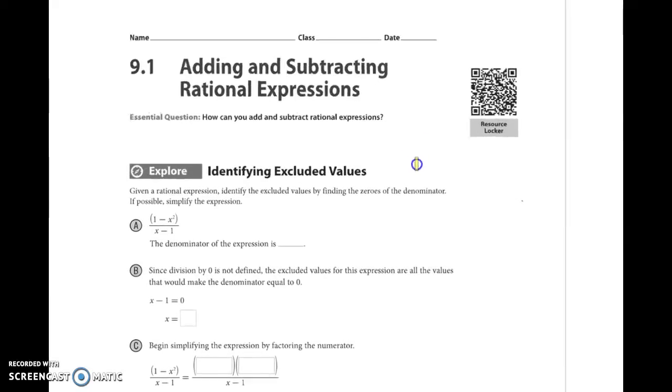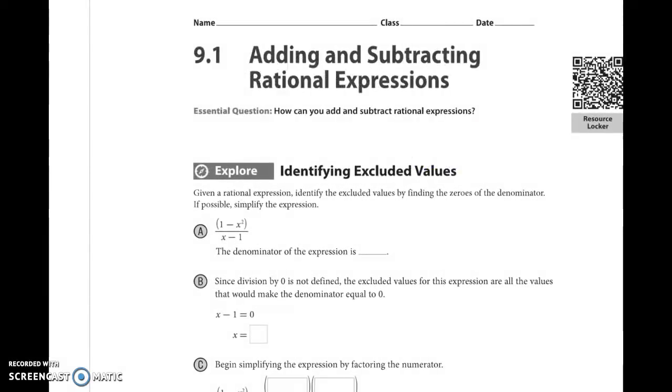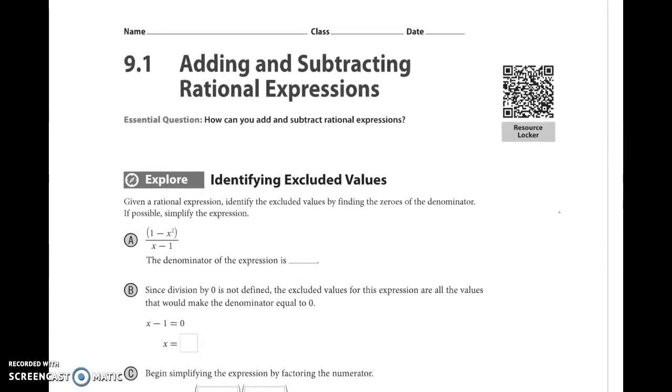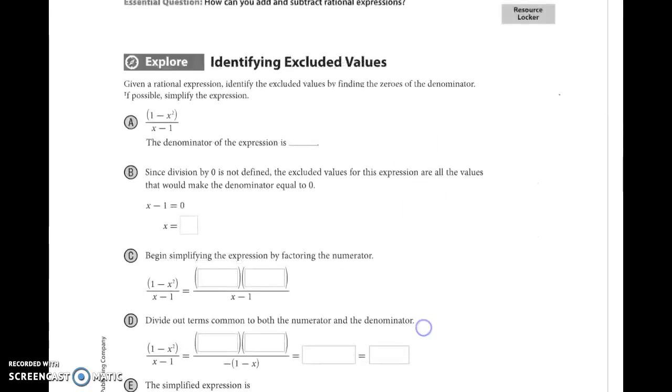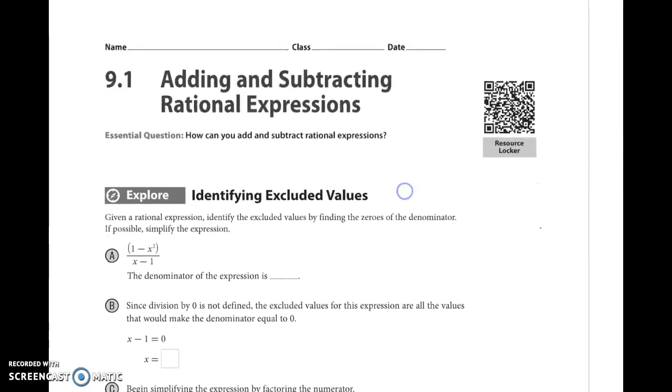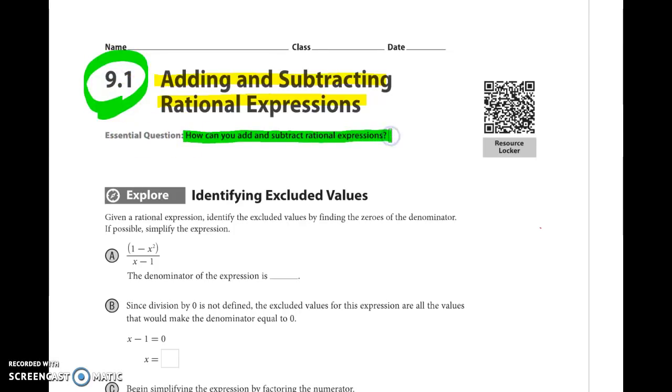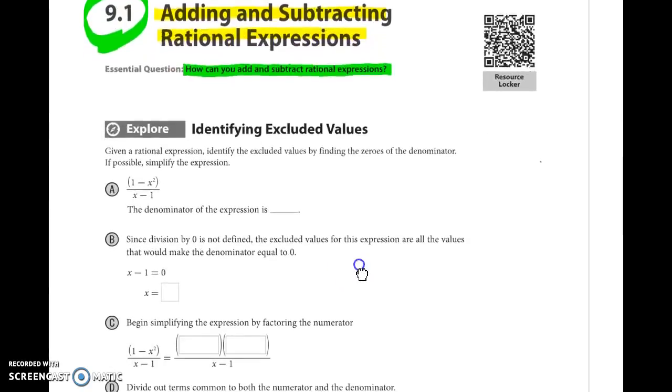Okay, so I'm going to be going over 9.1, adding and subtracting rational expressions. In case you're not here already, it is on page 425. So adding and subtracting rational expressions. The essential question, or what you should be able to achieve after finishing 9.1, is how can you add or subtract rational expressions? So we're going to get started on Explore.